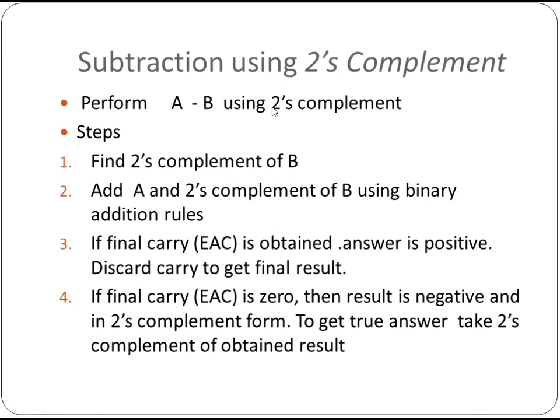One more method is subtraction using seconds complement. Again, we will first see the steps. We have to perform A minus B using seconds complement. First find seconds complement of B. Now, like ones complement, here you have to find seconds complement. Add A and seconds complement of B using simple binary rules. Here, if final carry is obtained, answer is positive, and then discard carry to get final result.